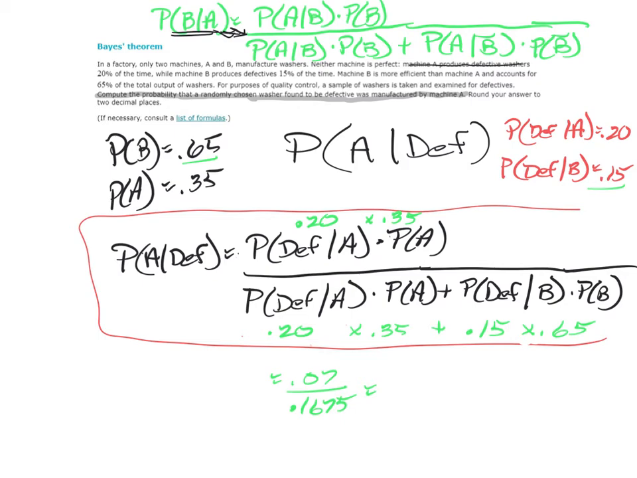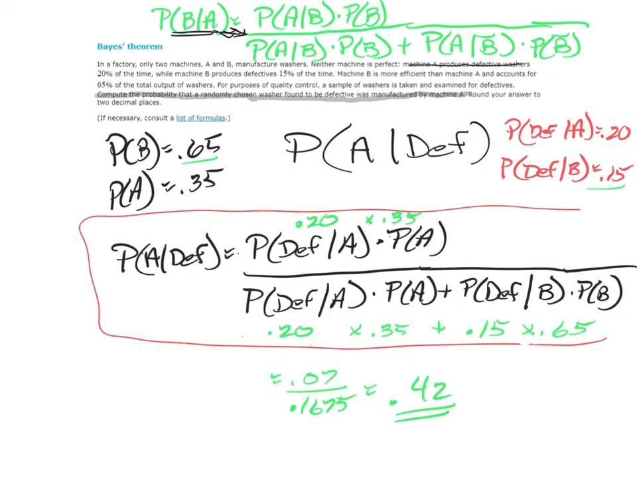Round your answers to two decimal places. I'm getting 0.42. I'm going to check that to make sure it's right. So if it's still on the video, it must be. But if not, I will have changed it.